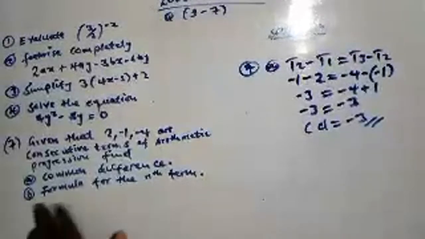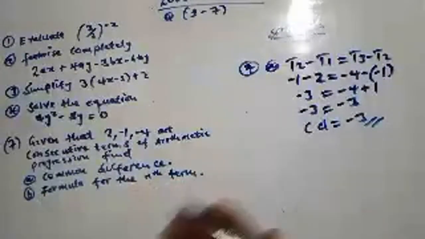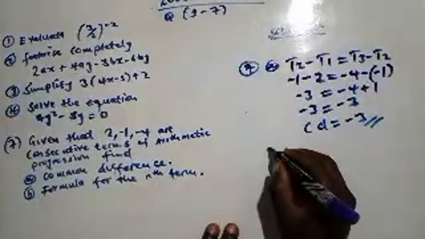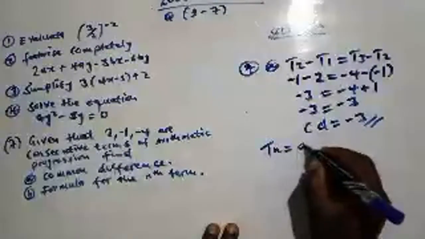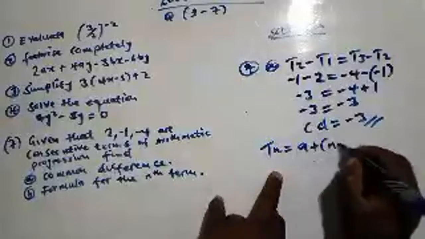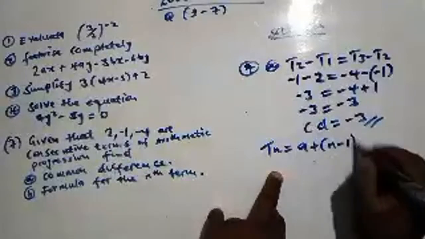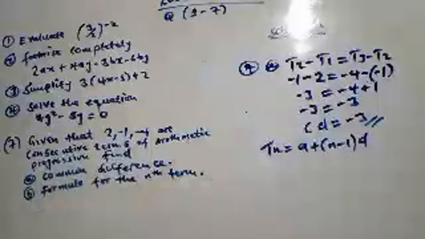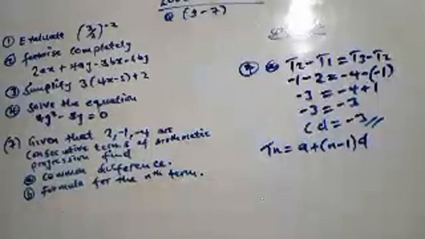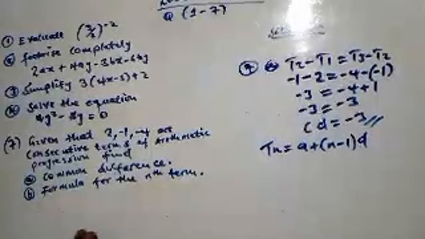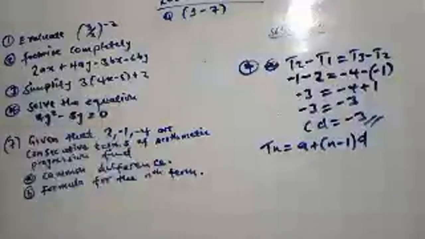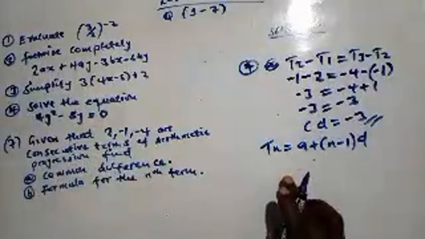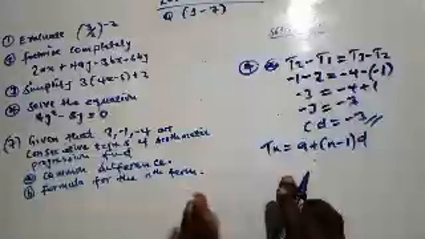So now let's find the nth term. How do we find the nth term? The nth term of an arithmetic progression is given by Tn equals first term plus open bracket n minus 1, then times the difference, okay. These are the formulas which should be in your head, because in paper 1 we don't have the list of formulas, so the formula should be in your head, okay.